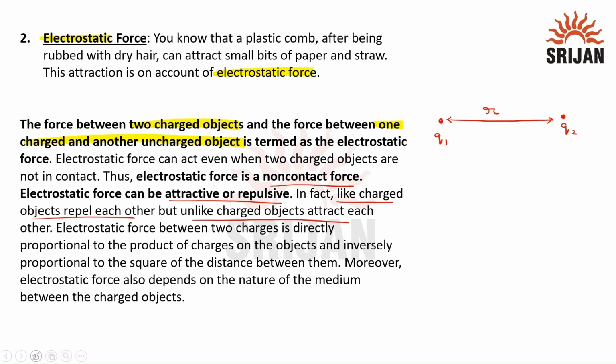Also, there is a relation, that is, the electrostatic force between two charges is directly proportional to the product of the charges and inversely proportional to the square of the distance between them. It is similar to the gravitational force. Moreover, the electrostatic force also depends on the nature of the medium between the charged objects. There is a difference between electrostatic force and gravitational force: gravitational force does not depend on the medium, but electrostatic force depends on the nature of the medium between the charged objects. So this is an important point.